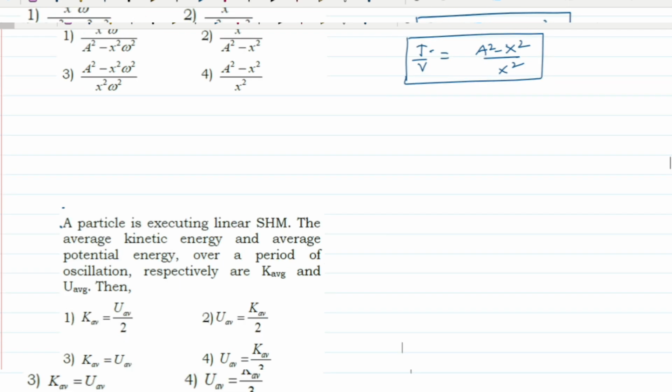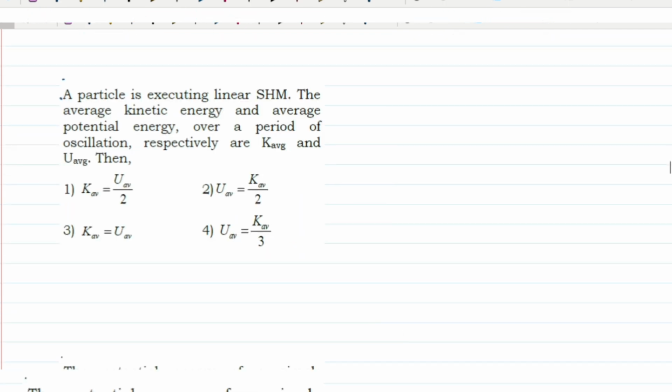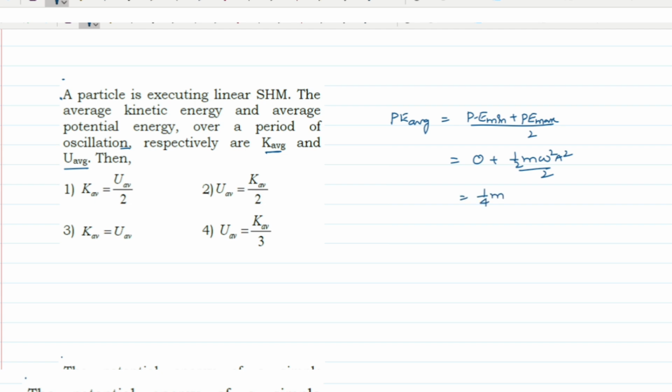Let us see the next question. A particle is executing linear SHM. The average kinetic energy and average potential energy over a period of oscillation are given as K average and U average respectively. Now the average potential energy is nothing but potential energy minimum plus potential energy maxima, by 2. Which is nothing but 0 plus the maximum potential energy, half m omega square a square, by 2, which is 1 by 4 m omega square into a square.